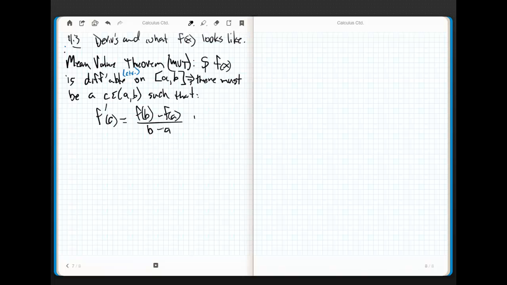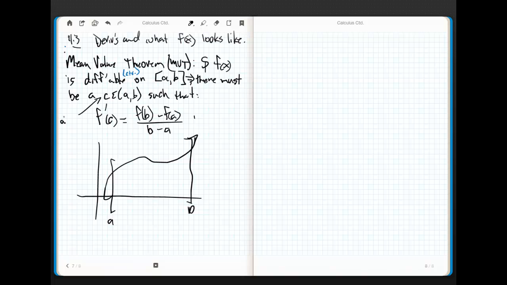Now, look at what that really says. It says, if I take a function on a closed interval, let's call this a, and let's call this b. Oh, by the way, think of this c not just as a c, but this is at least one such c. And I'll show you what I mean by that. Now this point right here is a, f of a, and this point right here is b, f of b.